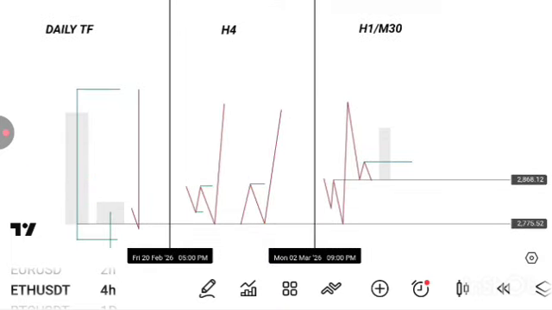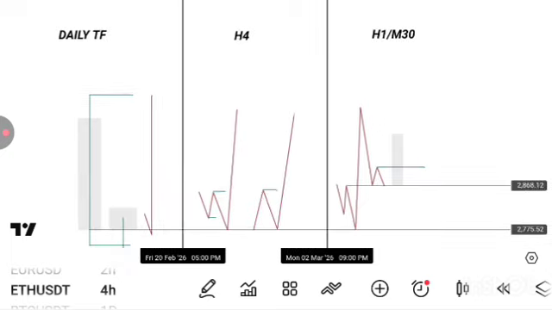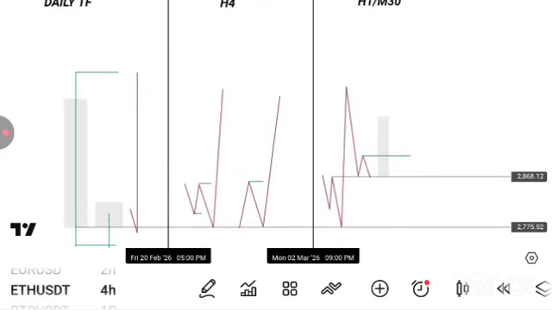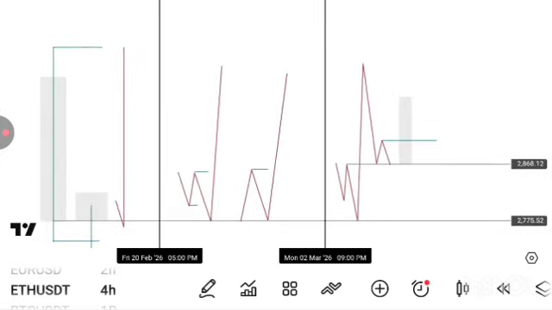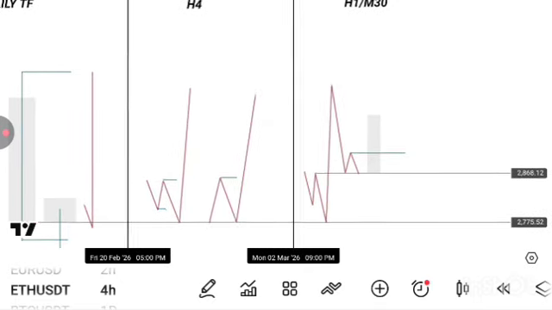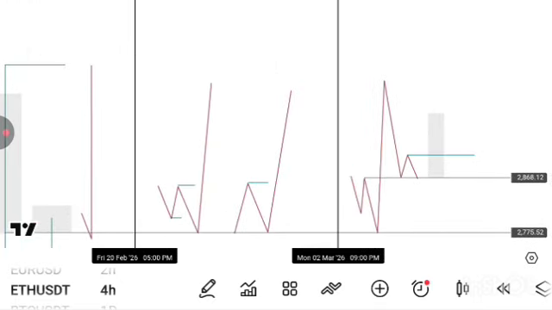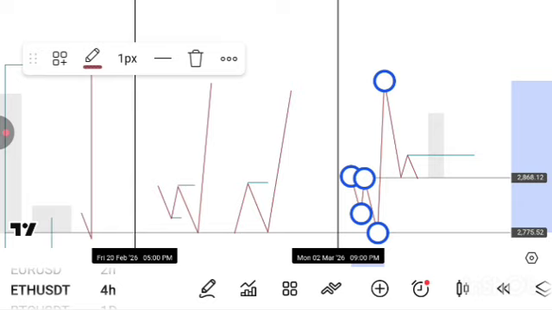So once you see a sweep of liquidity and a break of structure or a breakout on the H4 time frame, you scale down to your H1 or your M30 time frame, right? But in this case, I scaled down to my H1 time frame, right? And this particular level here was acting as my H4 time frame.